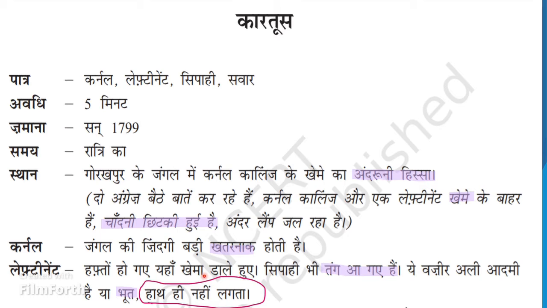Children, now I have put a red line here. That means it's a muhavra. Muhavra is haath nahi lagna or haath lagna. Haath lagna means to get something. Haath nahi lagna means to not get something. Now, the brave person about whom we just spoke in the previous slide, he is Wazir Ali. So this is the brave person that we're going to talk about in the entire lesson. Wazir Ali, children, you should be remembering the name. And the other main characters are Colonel, Lieutenant, and the soldier.